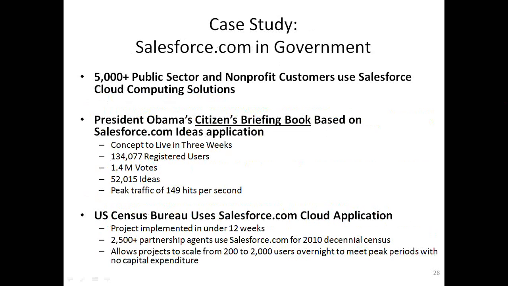Salesforce.com is another leader in CRM. It was the first success story as far as cloud computing is concerned. It is one of the trailblazers in cloud computing domain. They have many customers. President Obama used Salesforce.com for the citizens' briefing book based on their ideas. He converted it into a win presidency. U.S. Census Bureau uses Salesforce.com for the decade census, and it does it in a very cost-effective and fast way.